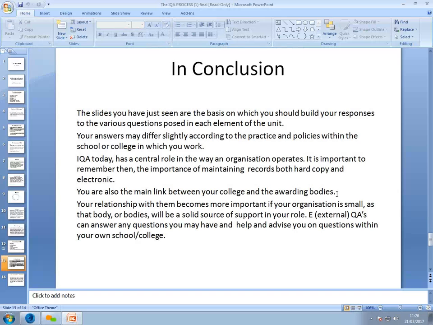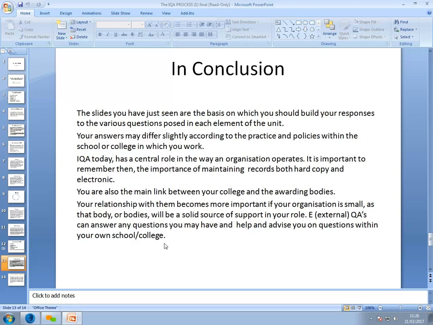You're also the main link between your college and the awarding bodies, which I've just said. Your relationship with them becomes more important if your organisation is small. That body or bodies will be a solid source of support for your role. EQAs answer any questions you have and help to advise you on questions within your own school or college with regard to the delivery and assessment of the qualification.